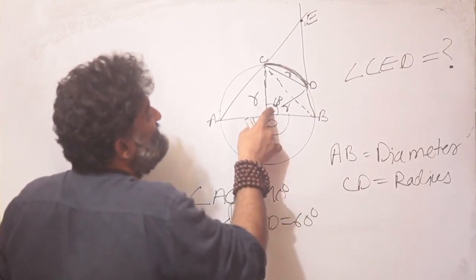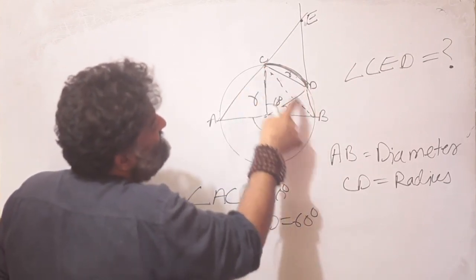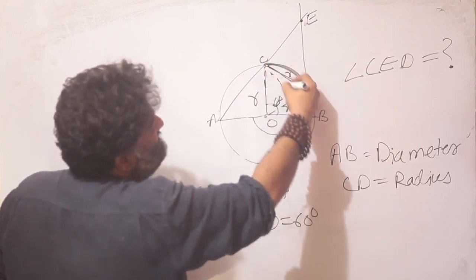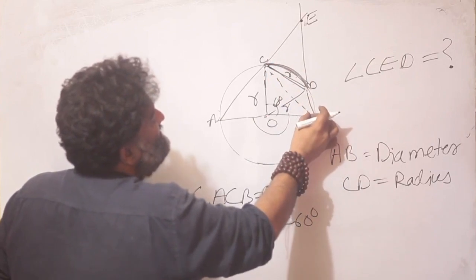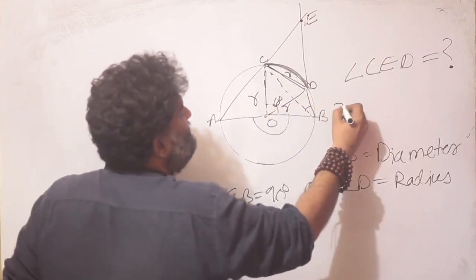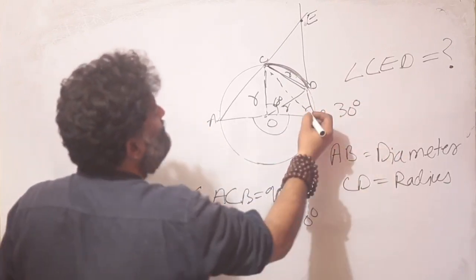So if this is 60 degrees, angle CBD, because CD is the arc, this is the angle it is subtending, this angle is going to be half of this angle. That means this angle is going to be 30 degrees. And now you're almost done.